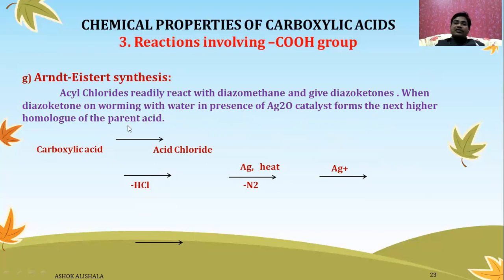of the parent acid. Suppose we start with 2 carbons, you will get a 3 carbon carboxylic acid. That means 1 carbon is increased. That means the homologue of the parent acid.